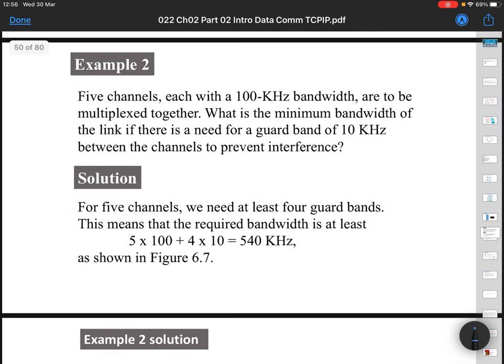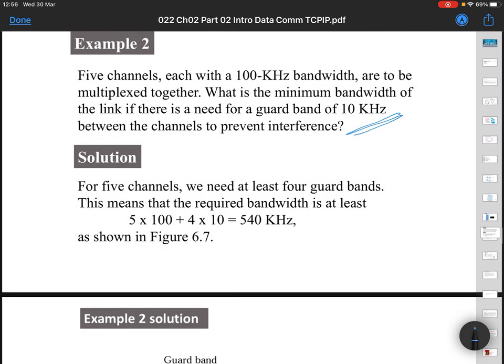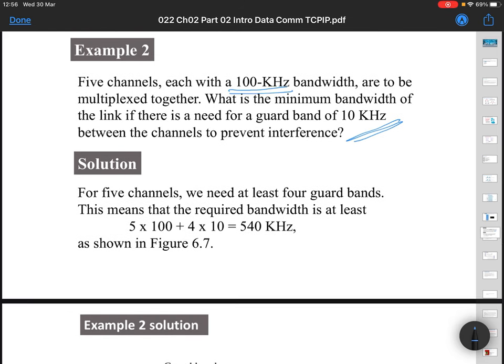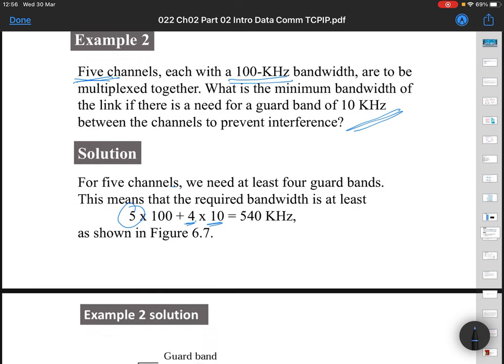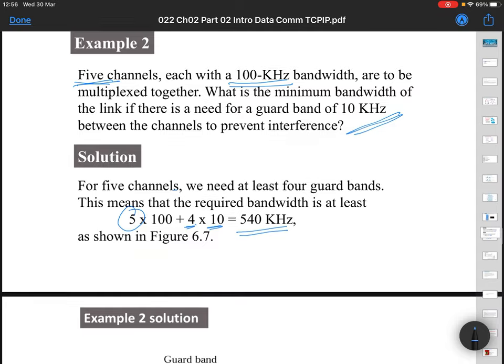Example 2, 5 channels each with a 100 kHz bandwidth are to be multiplexed together. What is the minimum bandwidth of the link if there is a need for a guard band of 10 kHz between the channel to prevent interference? Okay, so you have here 100 kHz bandwidth, 5 channels. So for 5 channels, we need at least 4 guard bands. Okay, guard band here, 10 kHz. So altogether, 540 kHz.